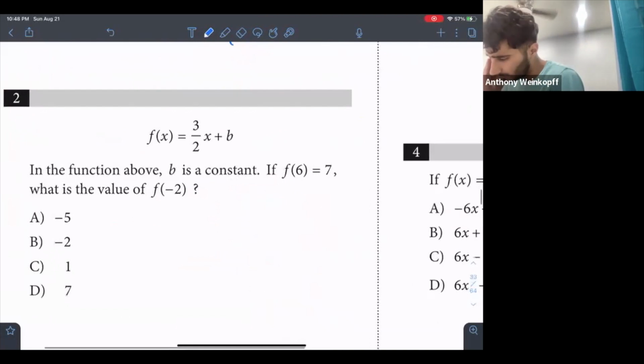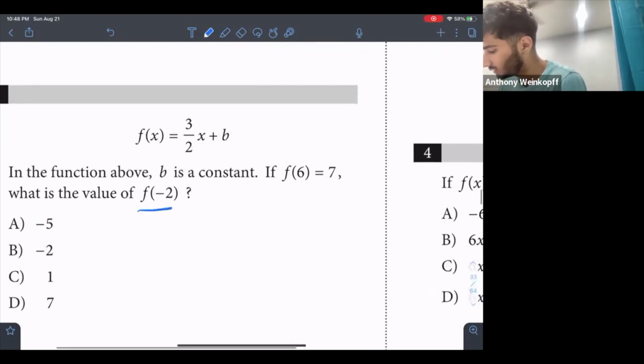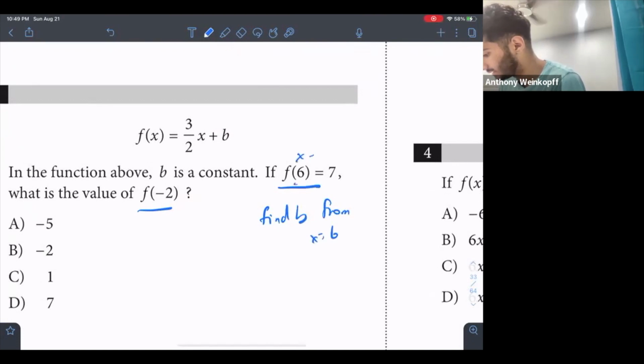Question 2. In the function above, b is a constant. If f of 6 is equal to 7, what is the value of f of negative 2? So first, what we have to do is find b from x is equal to 6, because that's what they give us. And they told us y is equal to 7 when x is equal to 6. So the coordinate would be 6, 7.